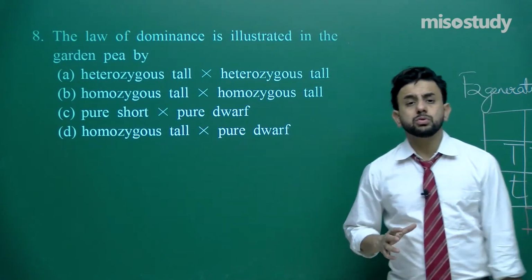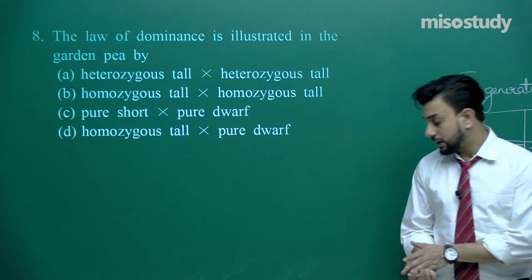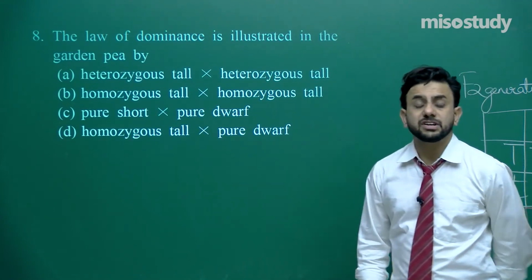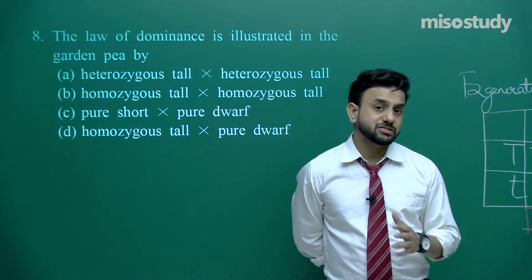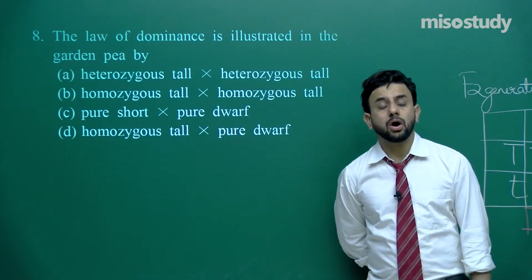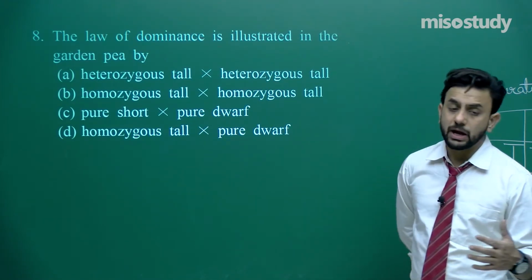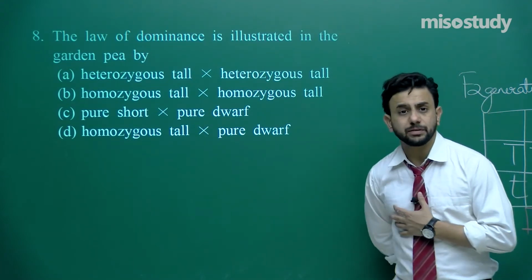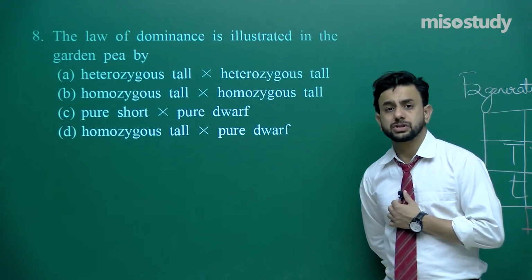According to Mendel, the first law of Mendelian inheritance was called the law of dominance. And then we had the law of segregation, and totally there were three laws given.